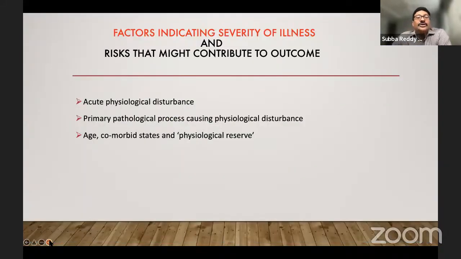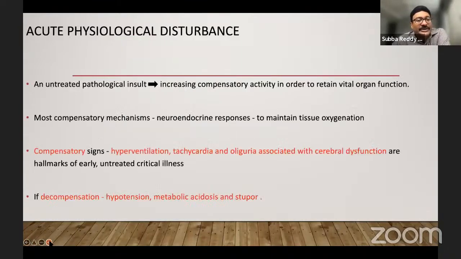So what are the factors indicating the severity of illness? As I said, in the Apache score there are two components. One is acute physiological disturbance, and the other is the primary pathological process causing the physiological disturbance. And then you need to take age, comorbid states, and the physiological reserve of the patient when you are scoring the patient.